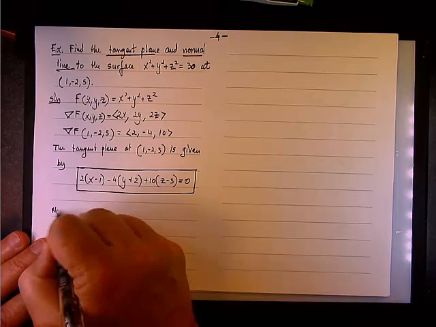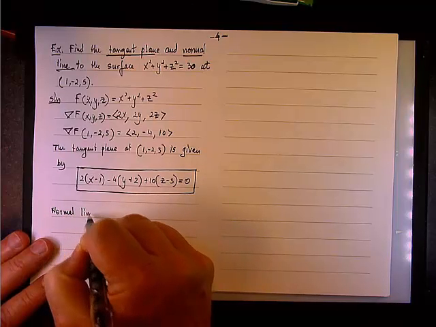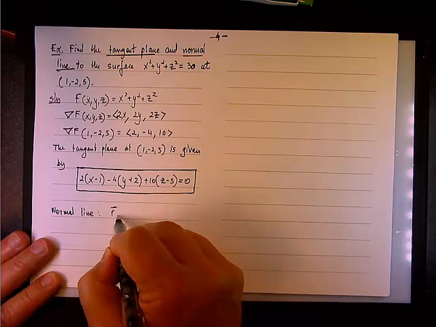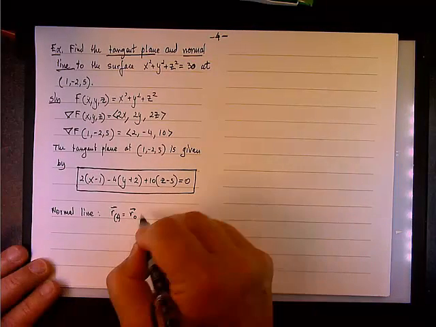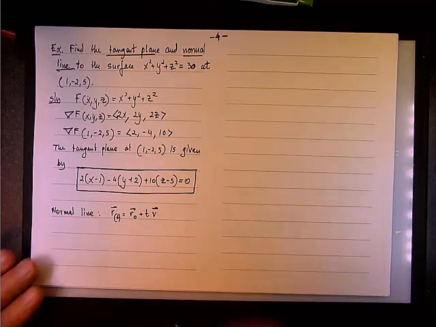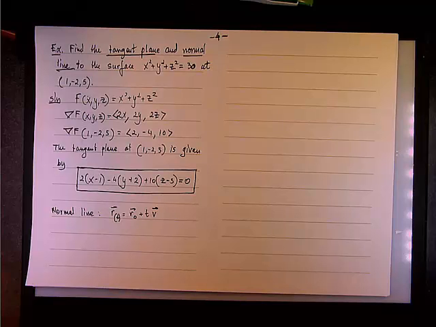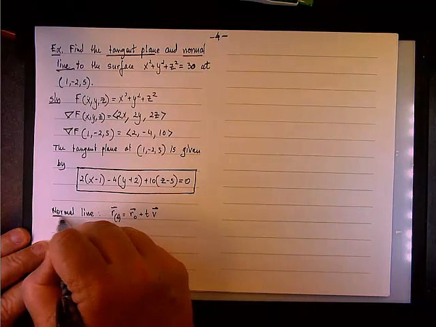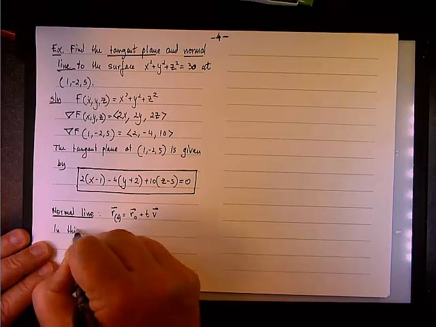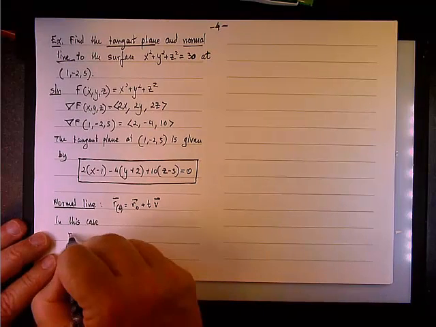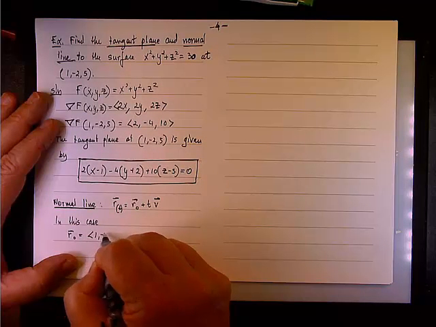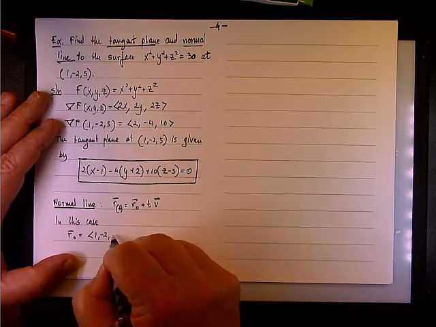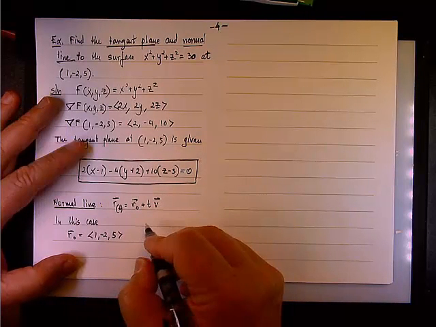Okay, so what is the normal line? The theory behind a line is this. Any line can be given as a vector r of t equals some initial position vector r sub 0 plus t times a vector v that is parallel in that particular direction. So how are we going to work this out? In this case, r sub 0 equals the vector 1, -2, and 5. That's the position.